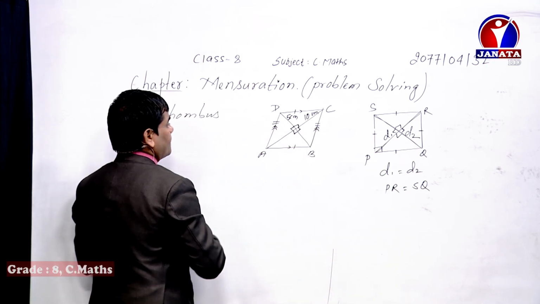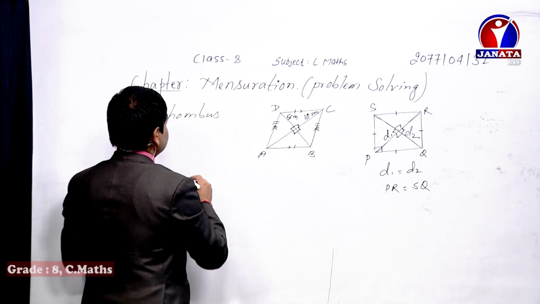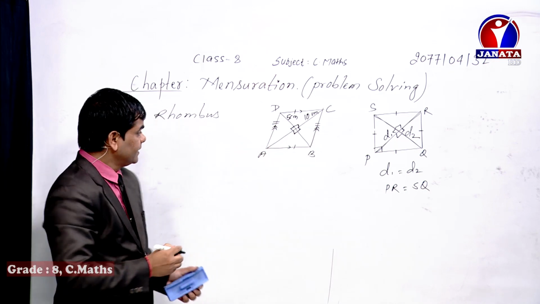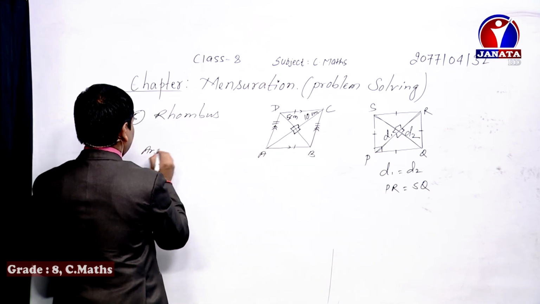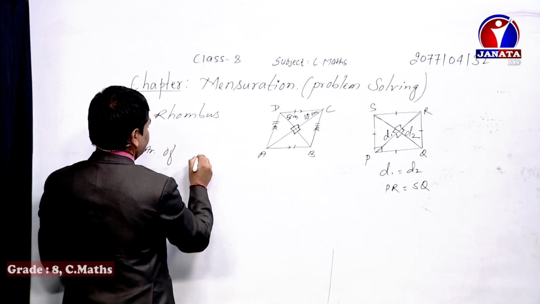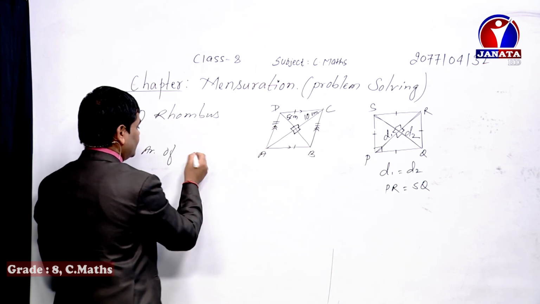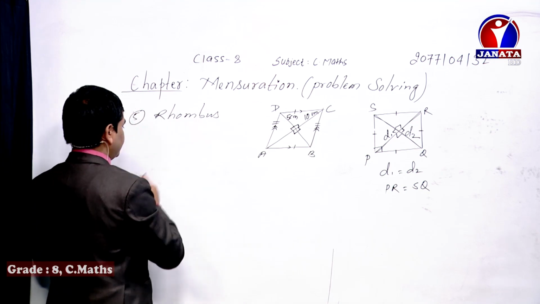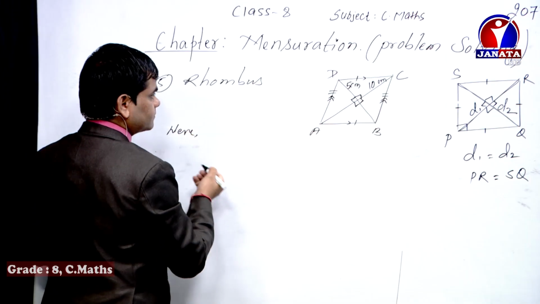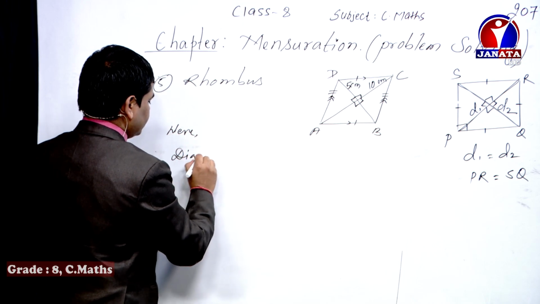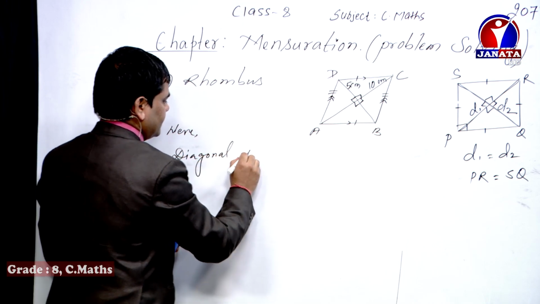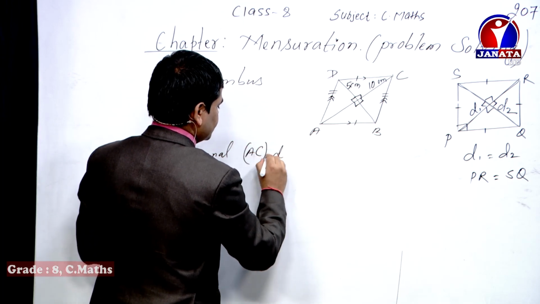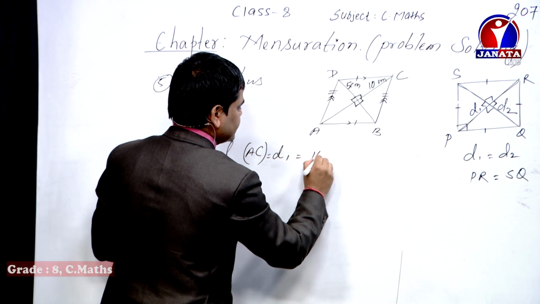So what is the formula? At that time I also talked about deriving the formula of rhombus, okay. So the formula for the area of a rhombus is area of rhombus equals 1 by 2 d1 into d2. So let's write the measurements, okay. First of all, here diagonal AC equals d1 equals 10 centimeter, isn't it?